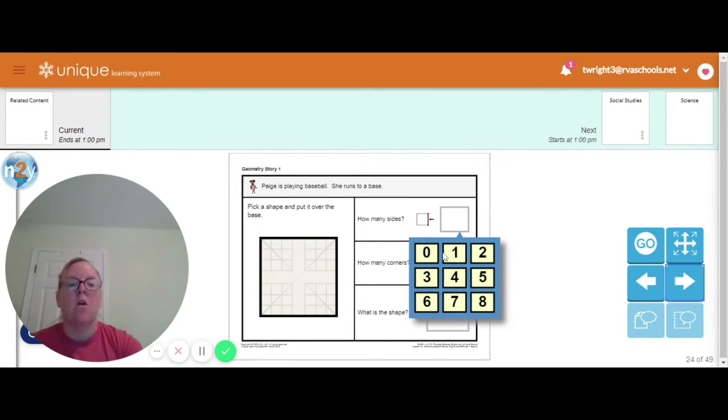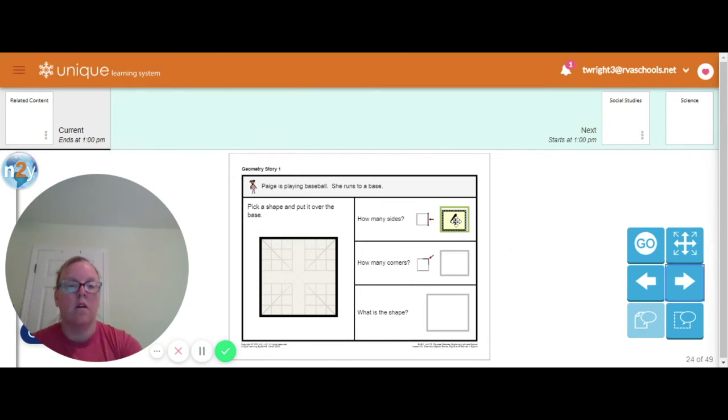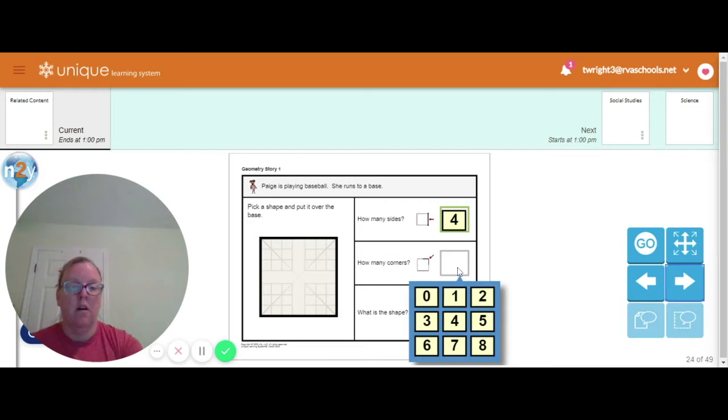All right. Who can find the number 4? If you have a communication device, you can find the number 4 on your communication device. This is the number 4. How many corners? 1, 2, 3, 4. Who can find the number 4? Point to it. Here's the number 4.